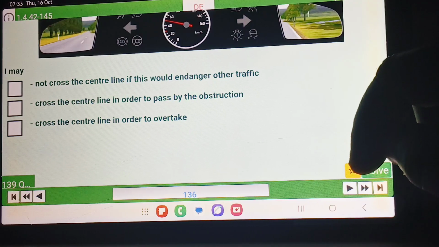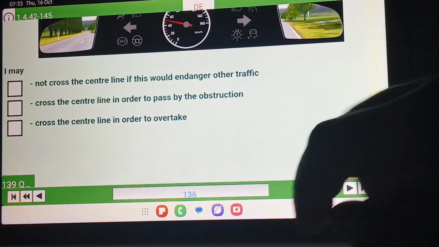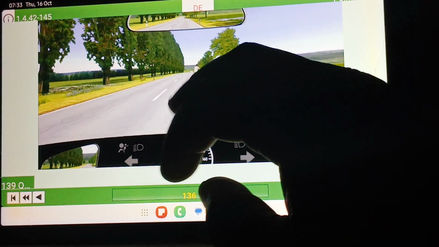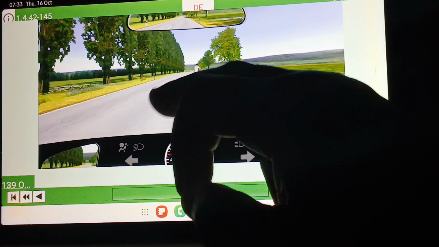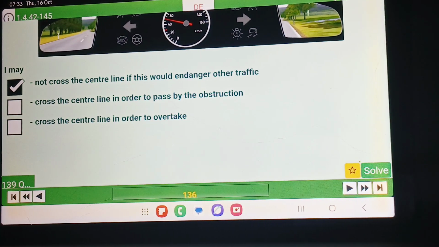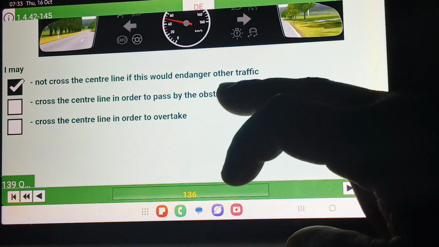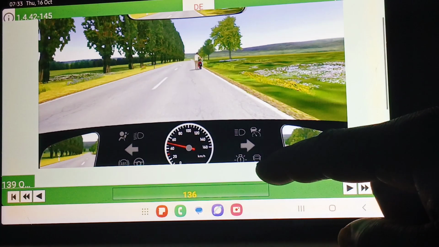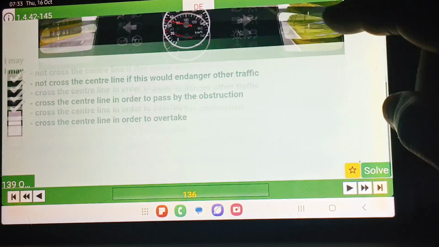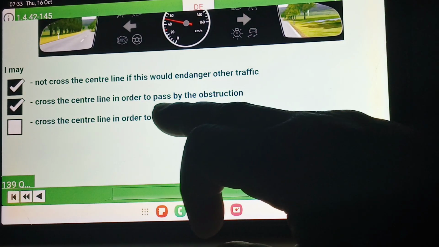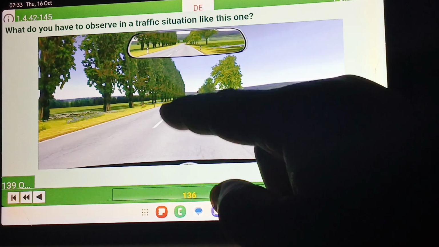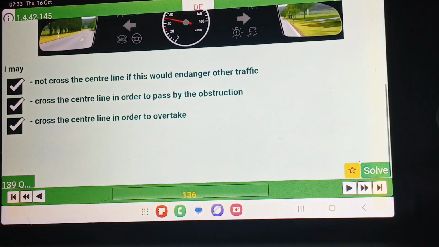I may not cross the center line if this will endanger other traffic, yes. If you know you will endanger other people, please don't cross this line in the middle to overtake, okay? Remain in your lane. I may cross the center line in order to pass the obstruction, yes. You can cross, but make sure you do not endanger anybody. I may cross the center line in order to overtake, yes, because it is not a thick line, it's a broken line, so you can cross it.